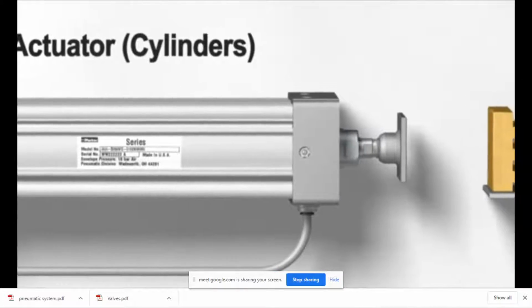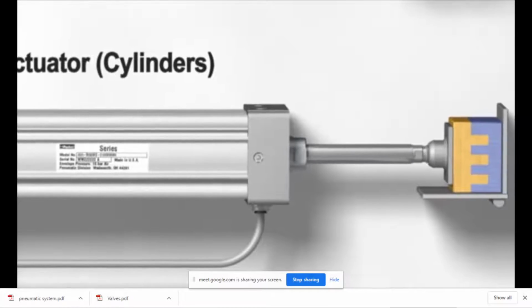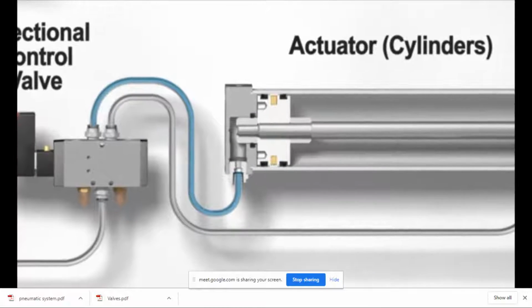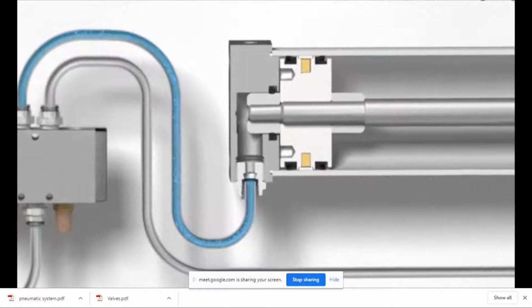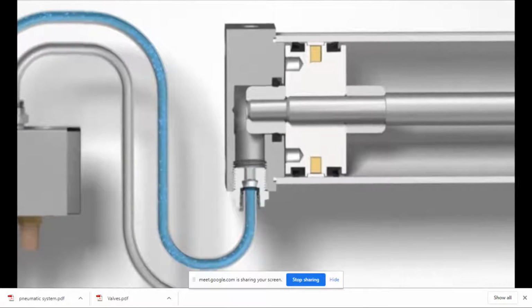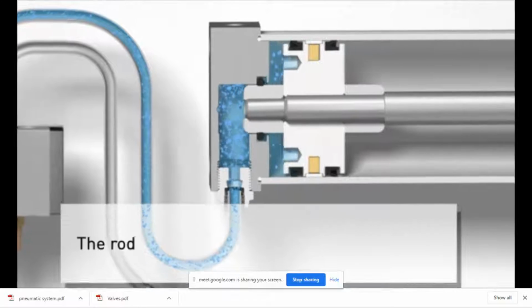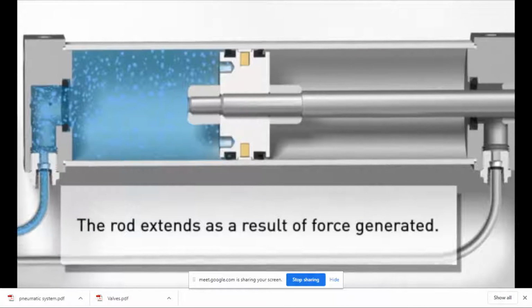The actuator will create motion using the energy of the compressed air that is supplied to it by the directional control valve. We can see that the working port number 4 is connected to the back, or cap end, of the cylinder. When the compressed air pushes on the piston, it is forced to move forward inside a hollow cylinder that is commonly called the body. The piston is attached to a rod that will extend as a result of the force generated by the compressed air acting on the piston.